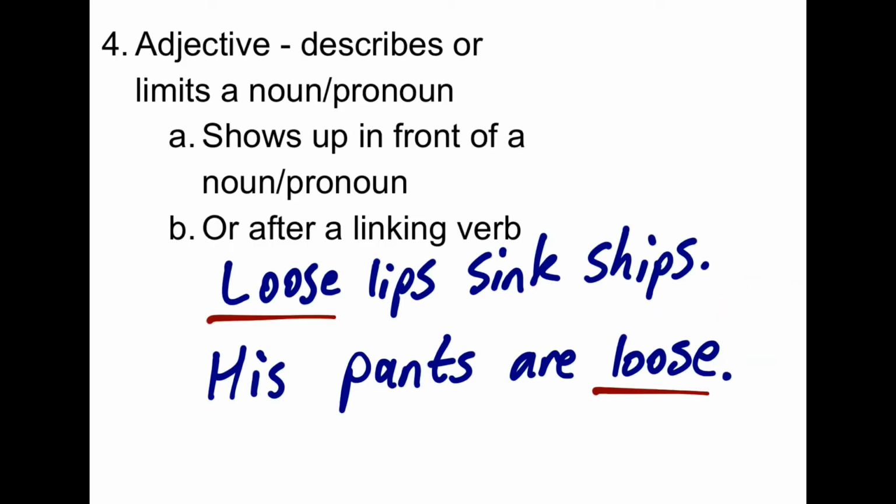Adjectives describe or limit nouns and pronouns. They show up in front of a noun or pronoun, like loose, describing lips, or after a linking verb, like loose, describing pants. And if you spell loose with only one O, I'm really going to lose it.